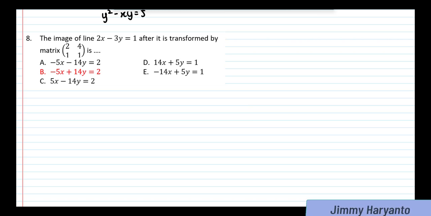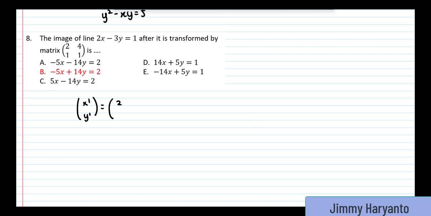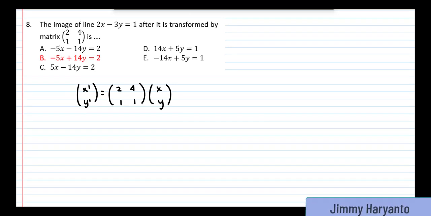Next is number 8. For number 8 we have a line transformed by this matrix. So we will write down the formula first. x prime, y prime equals 2 4 1 1 times the x and y, and then we are trying to find the image. That means we have to find the x and y. For this matrix, it doesn't have 0 inside the matrix. For the elements there are no 0. That means you have to use the inverse of the matrix.